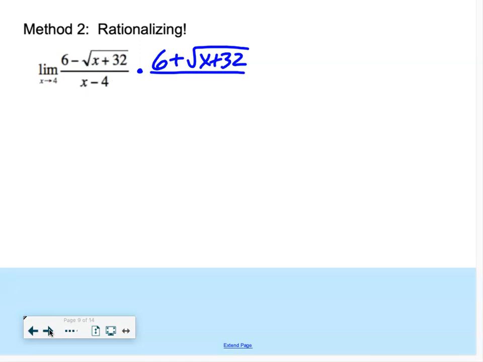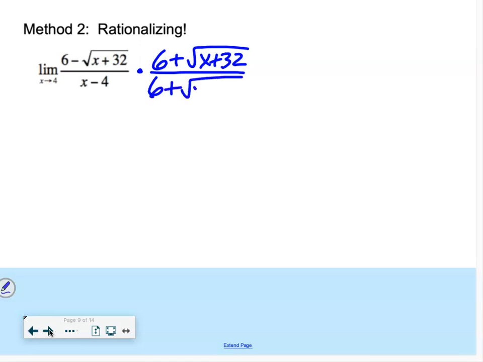In this problem, if you look at the top, there are 2 terms. There's the 6 and there's the root x plus 32. The root x plus 32 is like one thing, this beautiful united thing. You can't change it. So the sign that separates the 2 terms is this minus right here. This becomes a plus. Now, when you multiply the top by something, you also have to multiply the bottom, right? So we've got to multiply the bottom.